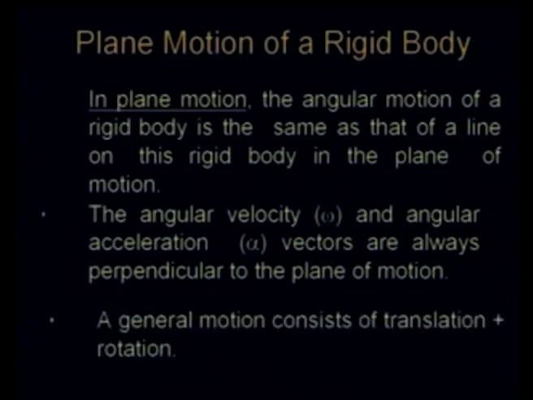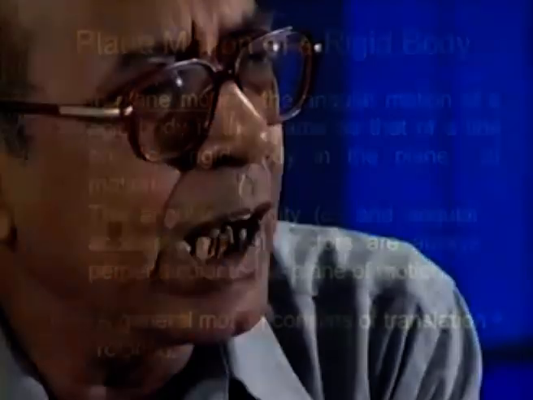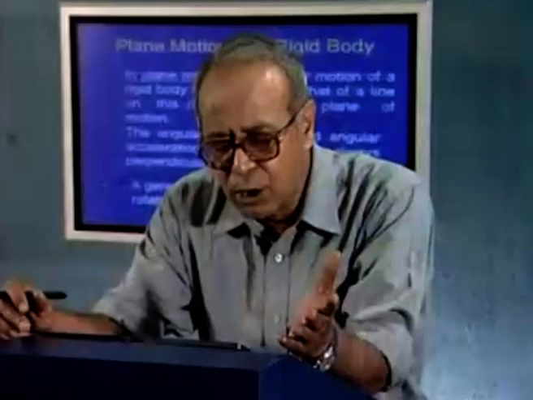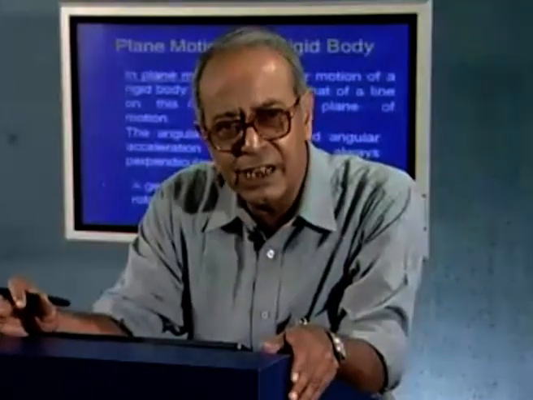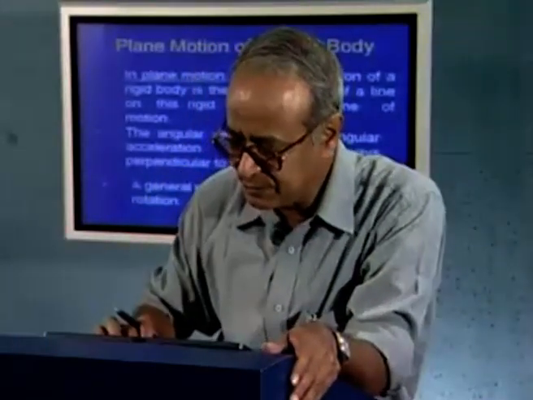We should also remember that a general plane motion consists of translation of the rigid body plus rotation of the rigid body. In a mechanism, a particular link may be undergoing pure rotary motion, another link may be undergoing pure translatory motion, but there may be some links which undergo both translation and rotation simultaneously.